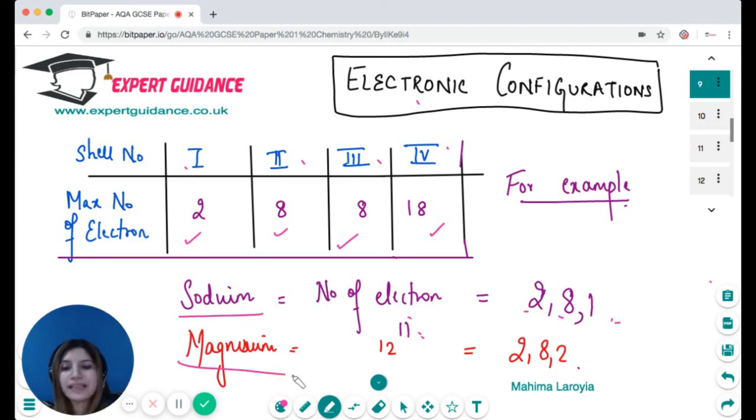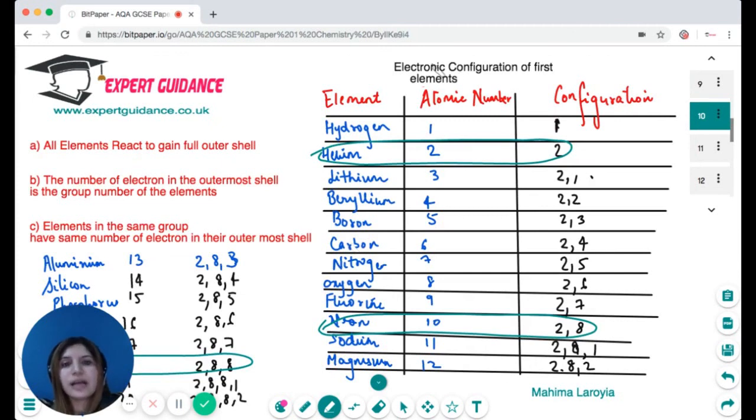Similarly, magnesium with the atomic number of 12, which means the electron number is 12, will have 2 in the first shell, 8 in the second shell, and 2 in the final shell. Okay, so our electronic configuration is clear to you. Now you have in your syllabus the electronic configuration of the first 20 elements. So this is the list of the first 20 elements.